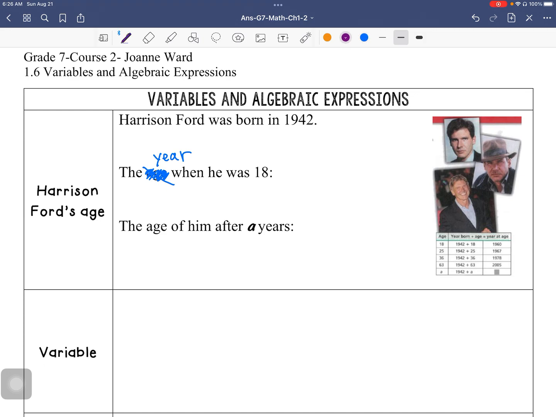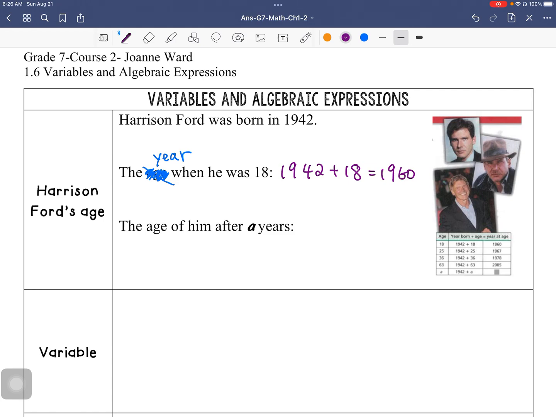So he was born in 1942. So the year when he was 18 is 1942 plus 18. So that's the year. This is 1960. So long ago, in 1960, he was 18.